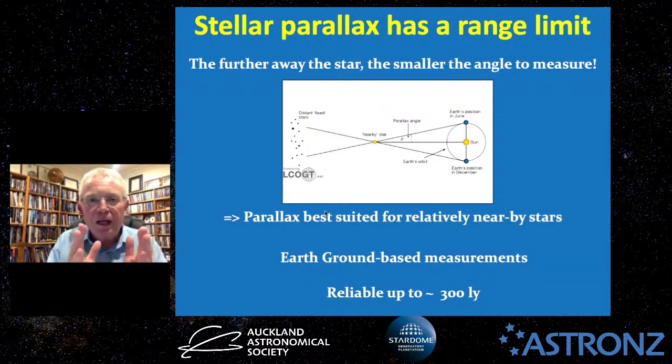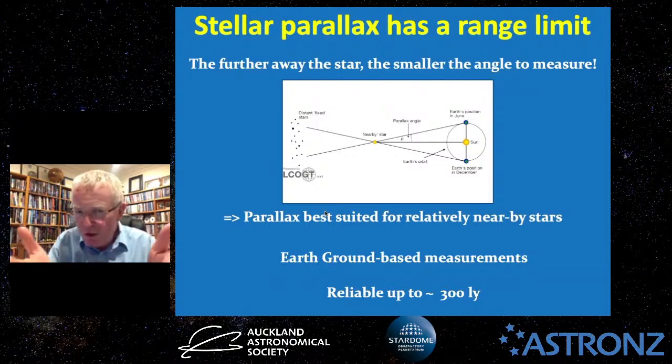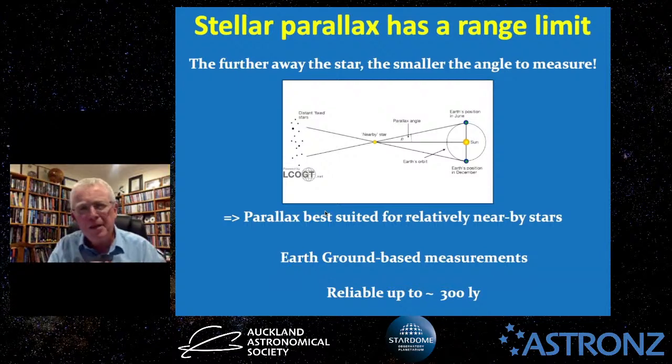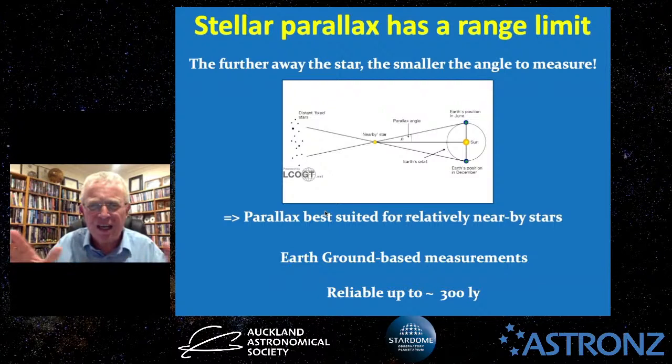Now, stellar parallax, it's not surprising, comes with a range limit. What have we just learned? The further away a star or an object, the smaller the angle to measure. And of course, you can only measure anything, let alone an angle, to a certain point, and you're just starting to lose it in terms of your ability to do it accurately. So parallax is best suited for relatively nearby stars.